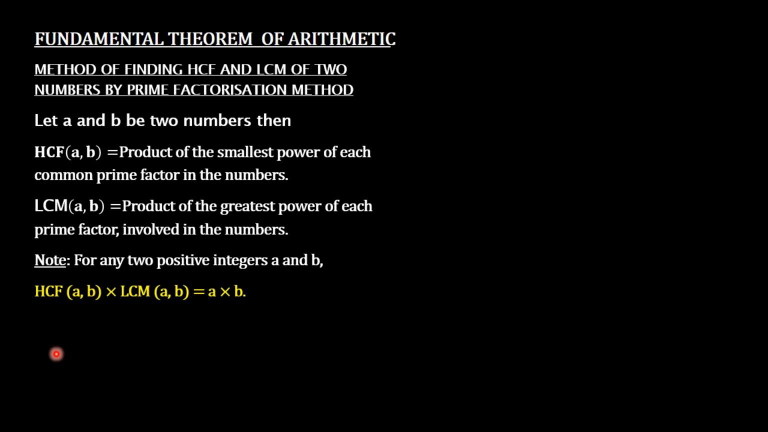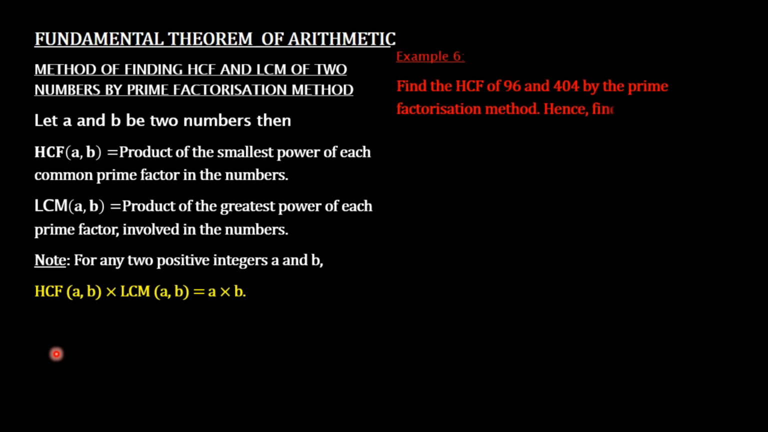Let's have a look at one problem. Example: find the HCF of 96 and 404 by the prime factorization method. Hence, find their LCM. This is our problem. We have to find the HCF of 96 and 404 by the prime factorization method and find their LCM. Let us have a look at that.